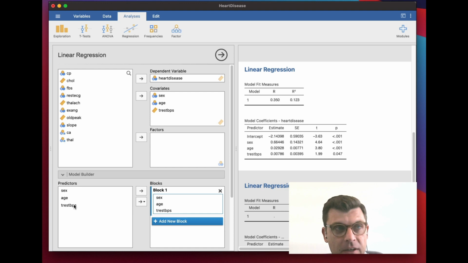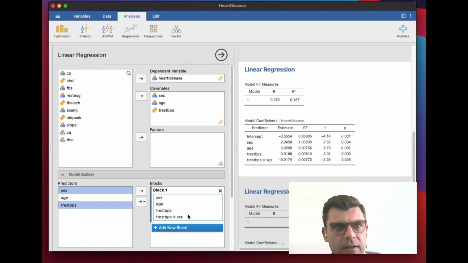It turns out that Jamovi gives us a really easy tool that we can use. Sex is what we want. We select here under model builder those two predictors, select interaction here, and it creates this multiplied value for us and drops it into our model. So now let's see what our model has.